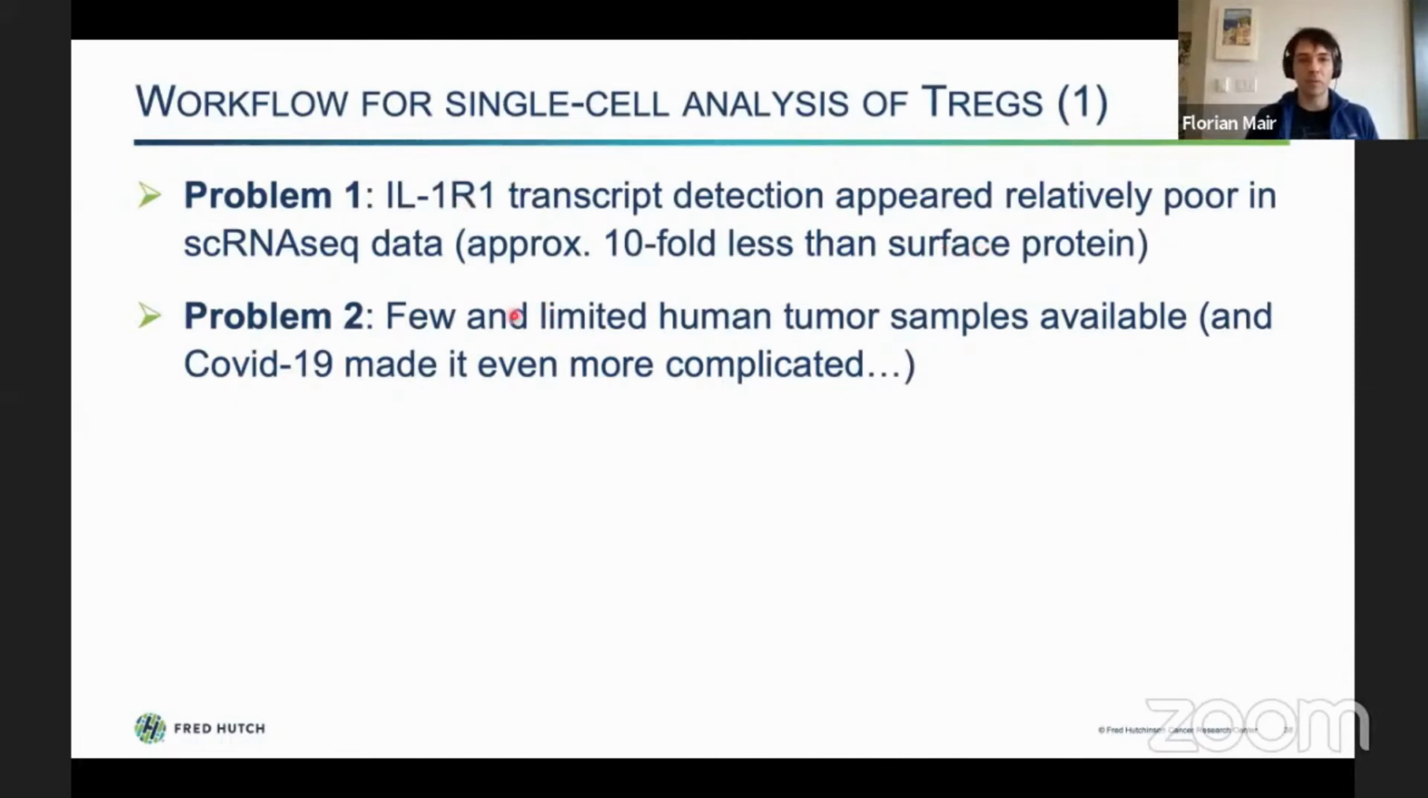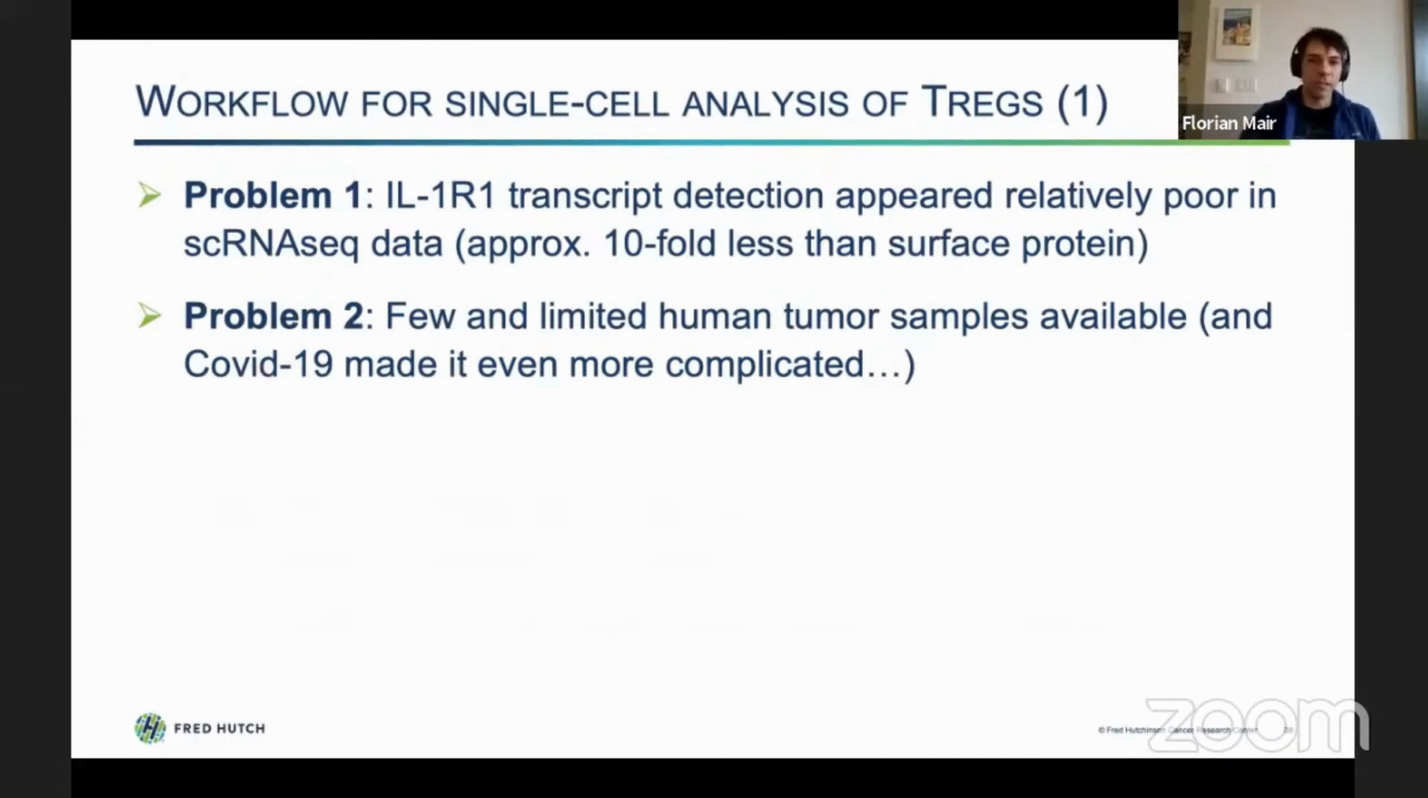And then the second problem is, in general, those human tumor samples, it's hard to get them, and they are usually very limited in size, and we, in general, have few of them. And then there was COVID-19 on top of that. So the technicians that usually go to the OR to collect these tissues from the surgeons couldn't go in. So we were kind of cut off from our supply, and we wanted to wrap up this project.